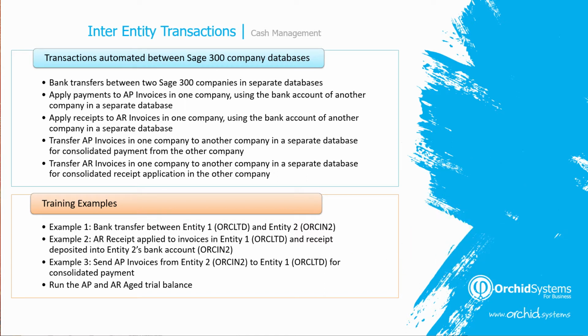We're also going to run the AP and AR age trial balance. This is a consolidated trial balance across multiple companies.